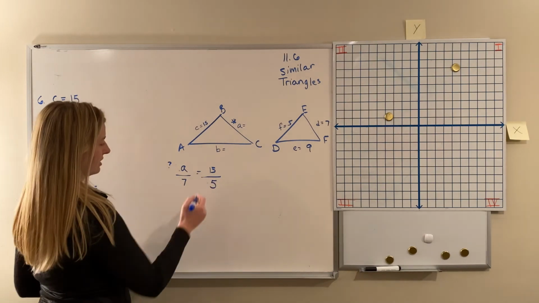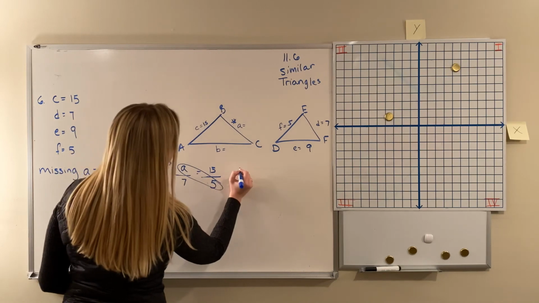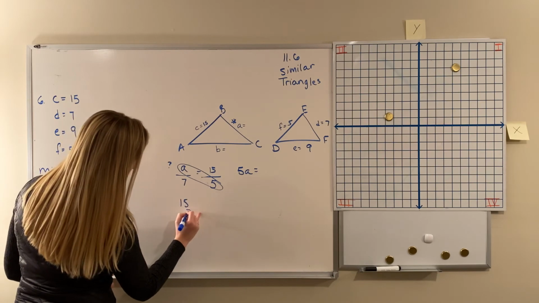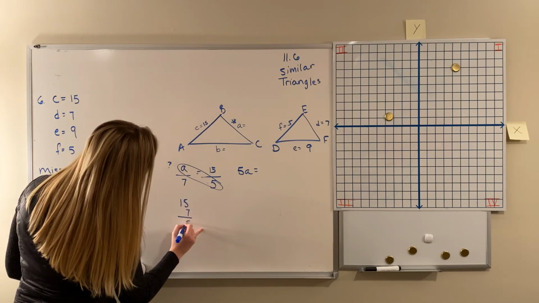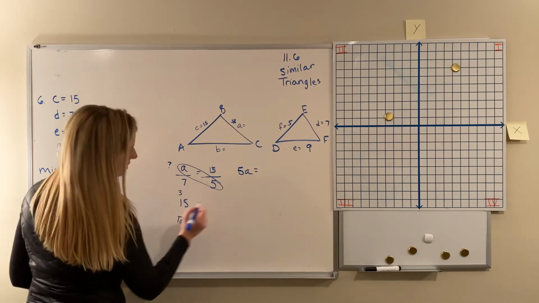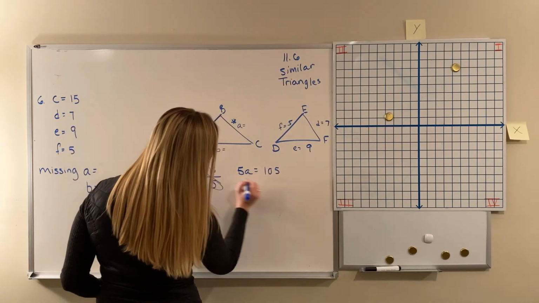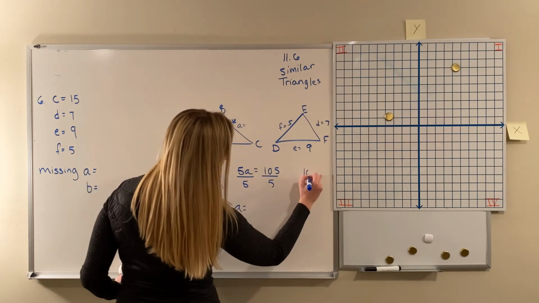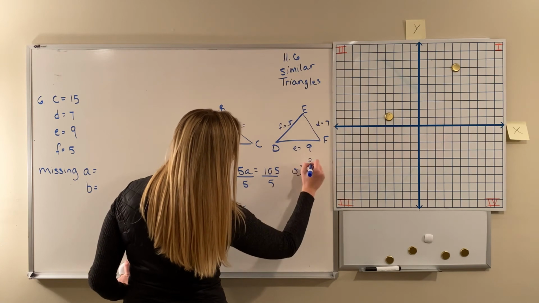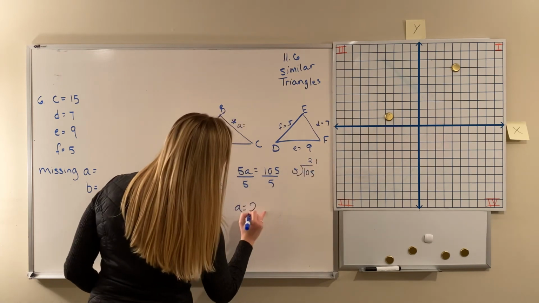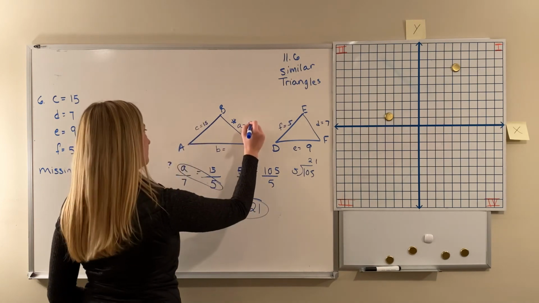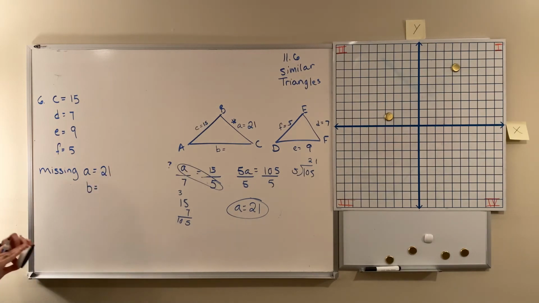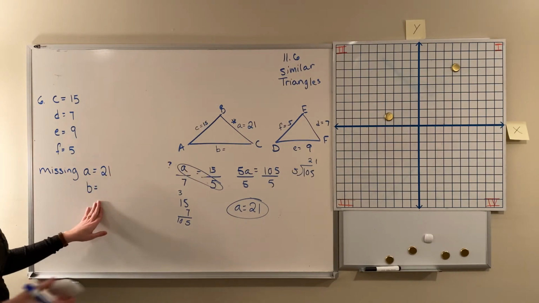And now I'm going to do cross products to solve. I get 5a is equal to 15 times 7. 15 times 7, 35, carry your 3, 3, 105. 105. Divide out 5 onto both sides. a is equal to 105 divided by 5, 2, 1. a is equal to 21. So now I've solved for my first missing value. a is equal to 21. But I'm not done. I still have to solve for b.